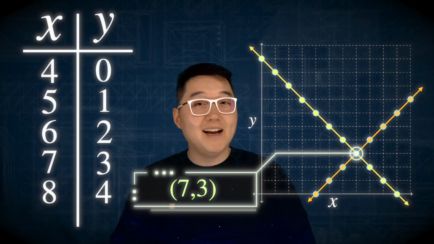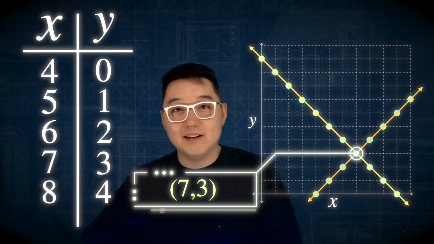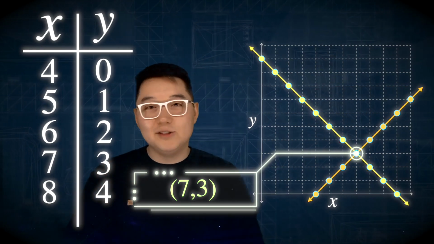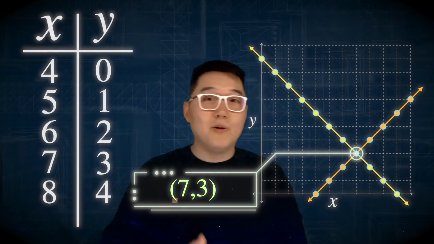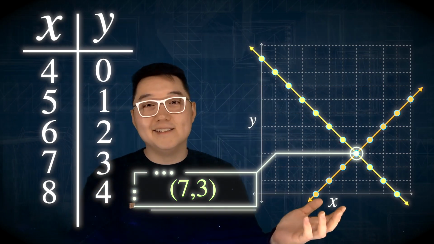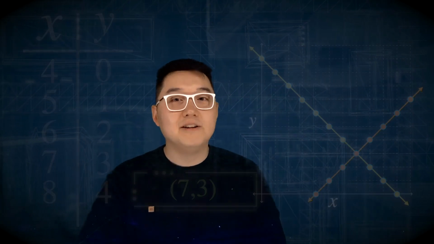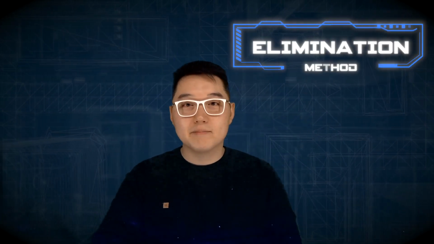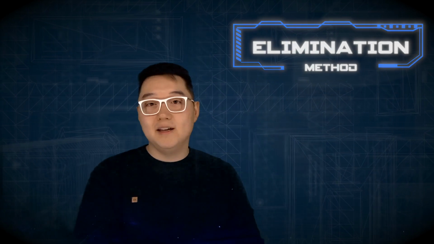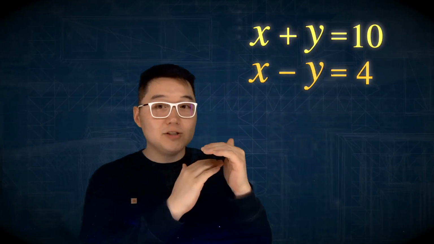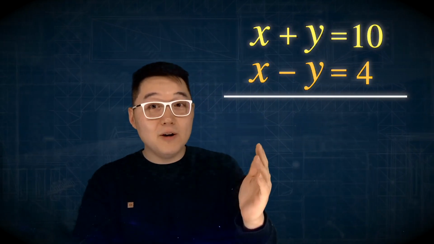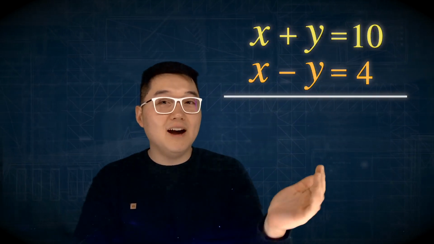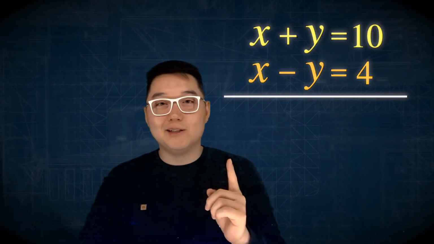Okay, so now that you kind of have an understanding of what we're trying to do here, there's a lot faster way to solve the system without having to list all the possibilities or even graph the two lines. That strategy is called the elimination method. Now, the whole point of the elimination method is that when you combine the two equations, one of the variables is eliminated so that you can solve for the other variable much faster.